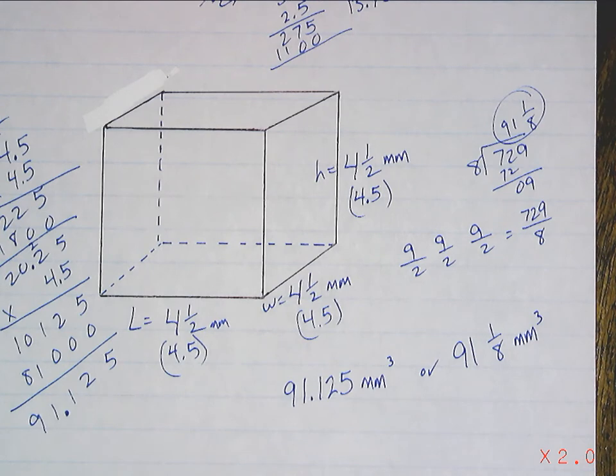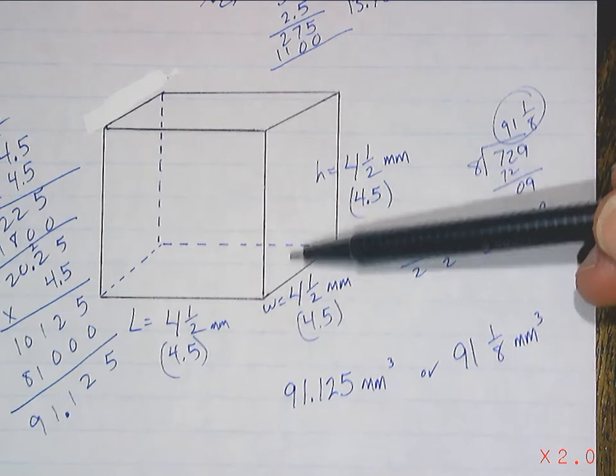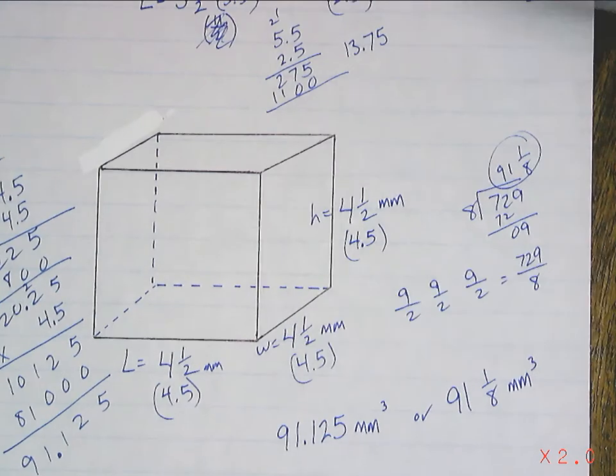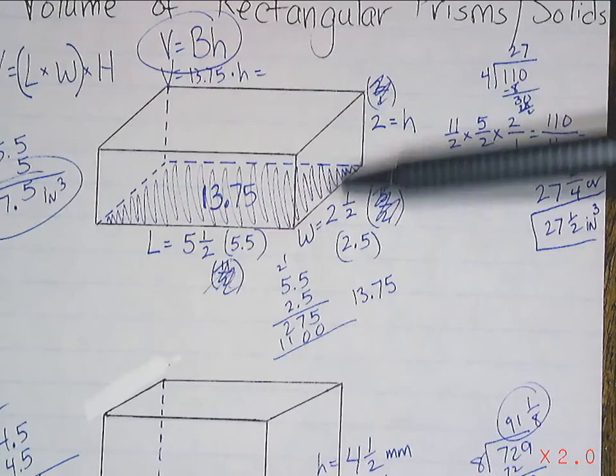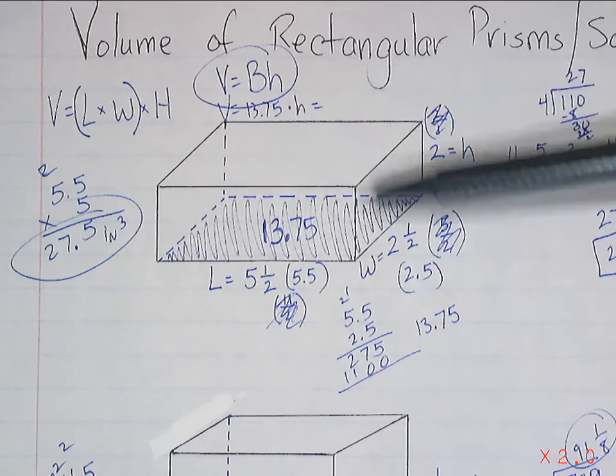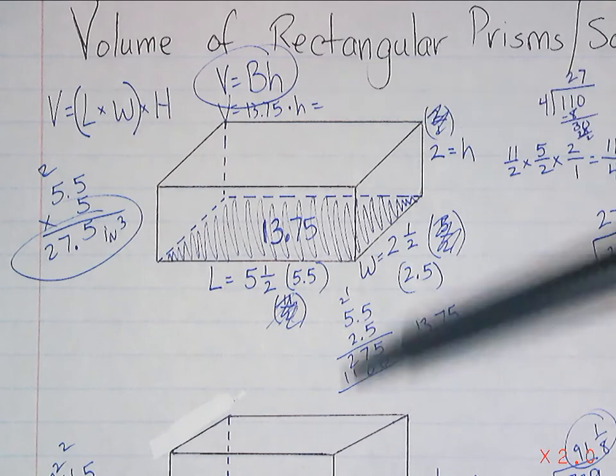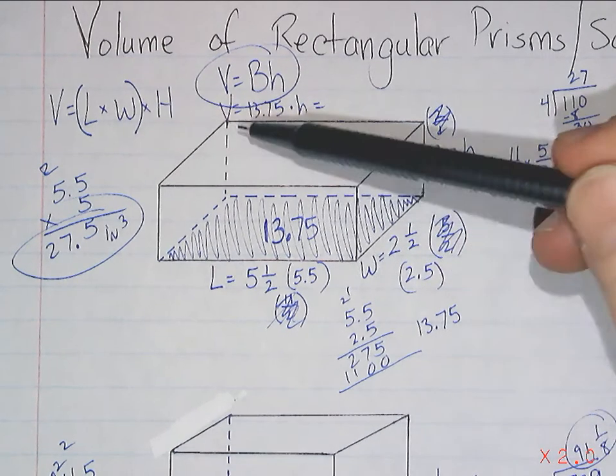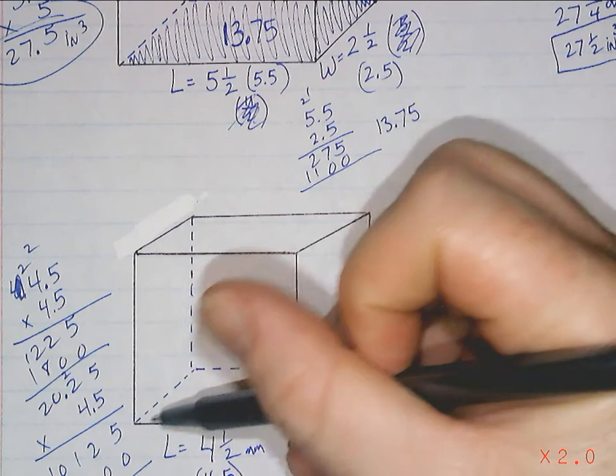Okay. So anyways, that's how we do volume of rectangular solids, prisms. In this case, a cube. A cube is a rectangular prism anyways. So that's it. Volume equals area of the base times the height. So it's the area of the base times the height.